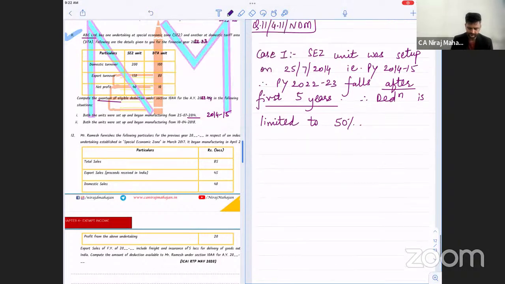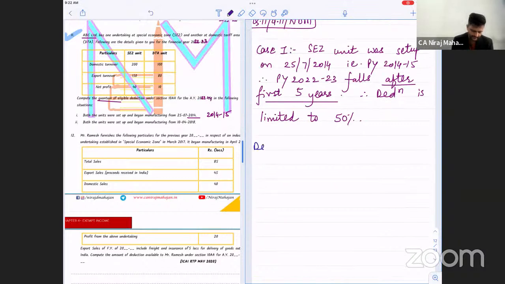All right, so we again know the formula: deduction under section 10AA is SEZ profits, obviously, into what, bacho? Export turnover upon total turnover.